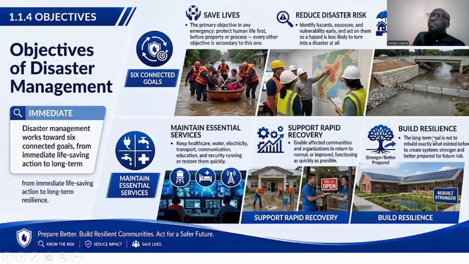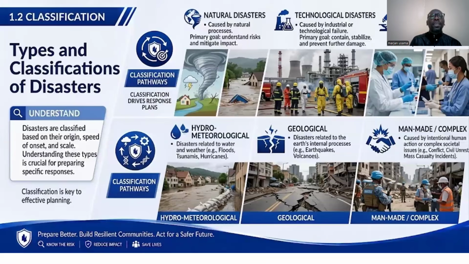Resilience is the long term. Look at the house. We need to build stronger houses, stronger roads, stronger bridges that can sustain the disaster. So that is what is known as building resilience, such that even if the rain falls, even if there is a flood, still we can be able to do what? To manage. So these are the objectives of disaster management.